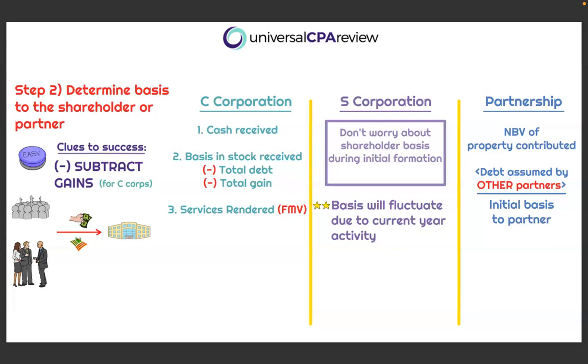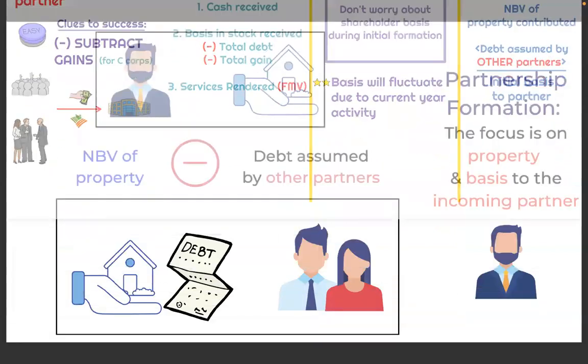And you're going to say, okay, this is a question about partnerships during the initial formation. What is it that they're asking? A little red flag needs to go off in your head, and it needs to say, they're probably going to ask me something about the basis in the interest received. Okay, so in the partnership interest, the percentage of the company that the partner has now acquired. Okay, and you're going to think net book value of the property that we, the incoming partner, contributed minus the debt assumed by other partners.